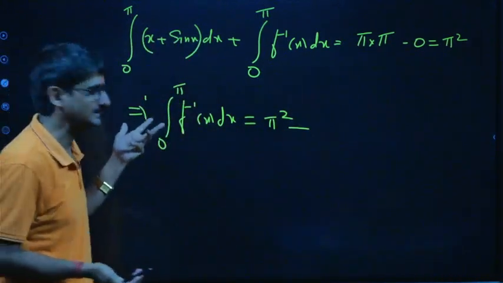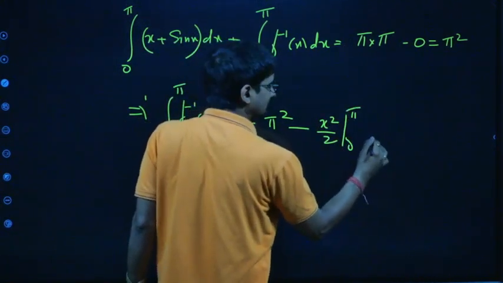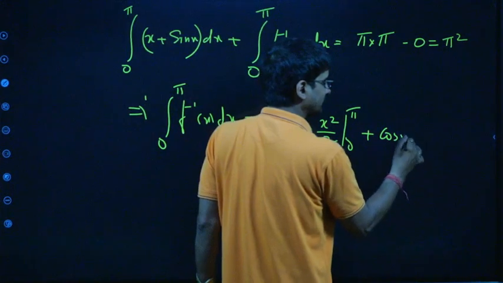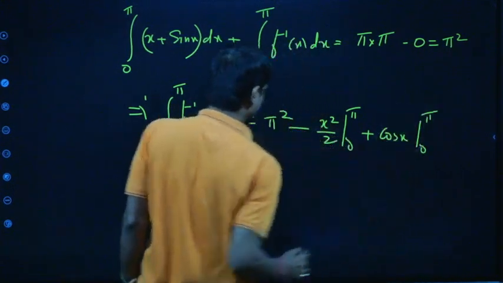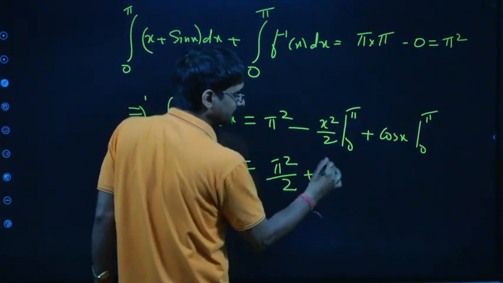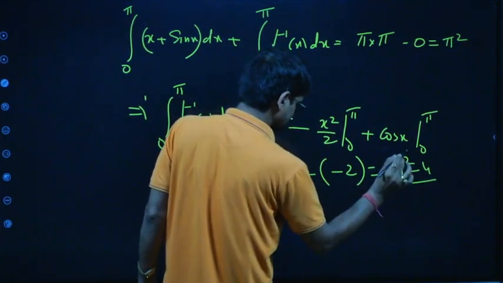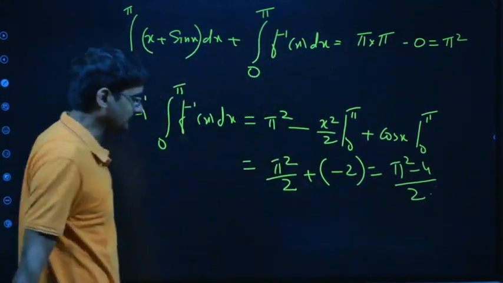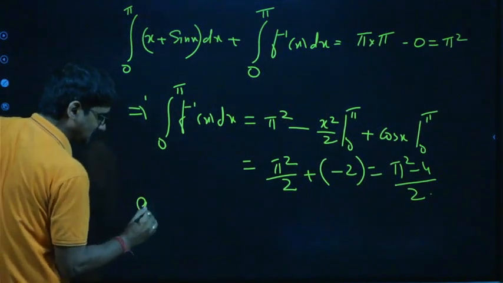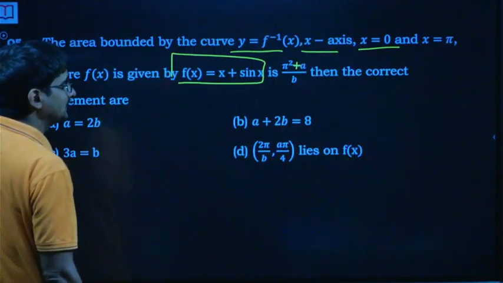Now we can easily solve it: it's x square by 2 from 0 to pi, and then the integral of sin x is minus cos x, so minus that gives plus cos x from 0 to pi. So this is nothing but pi square by 2 plus pi square minus 4 by 2. Fair enough. So that means A is 4, B is 2. So I think the question was correct, and that day my calculation would have been wrong.